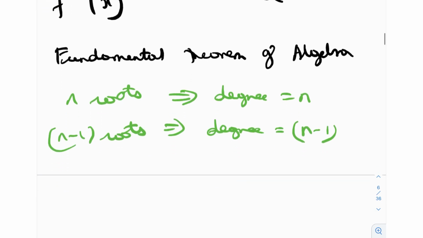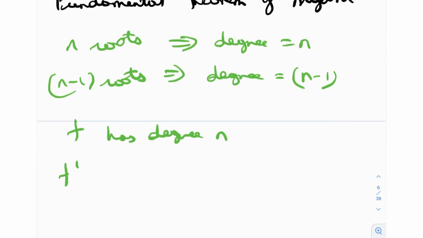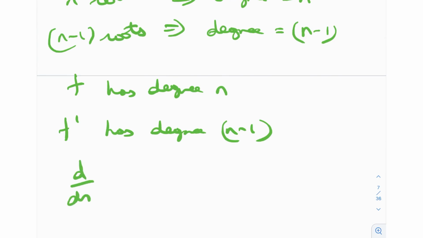Now, let's consider the function f has degree n. Assuming that, what will be the degree of its derivative? It'll obviously have degree n minus 1. Because if you remember the formula, the derivative of x raised to power n is n times x raised to power n minus 1. So you see the power of the highest term actually decreases by 1. So if f has a degree n, then f prime will have a degree n minus 1.